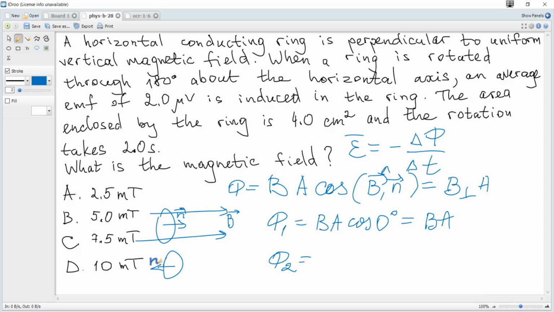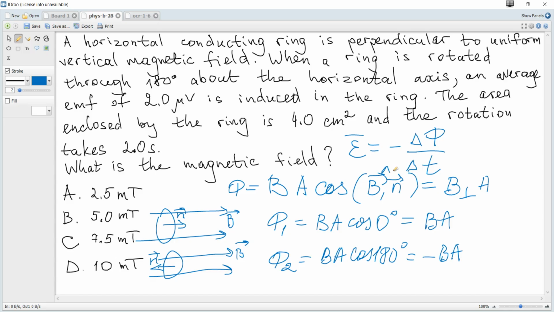And finally, the normal becomes opposite in direction because it is rotated through 180 degrees, but the B vector remains the same, so it becomes B times A times cosine of 180 degrees, and cosine of 180 degrees is -1, so it becomes negative B times A.